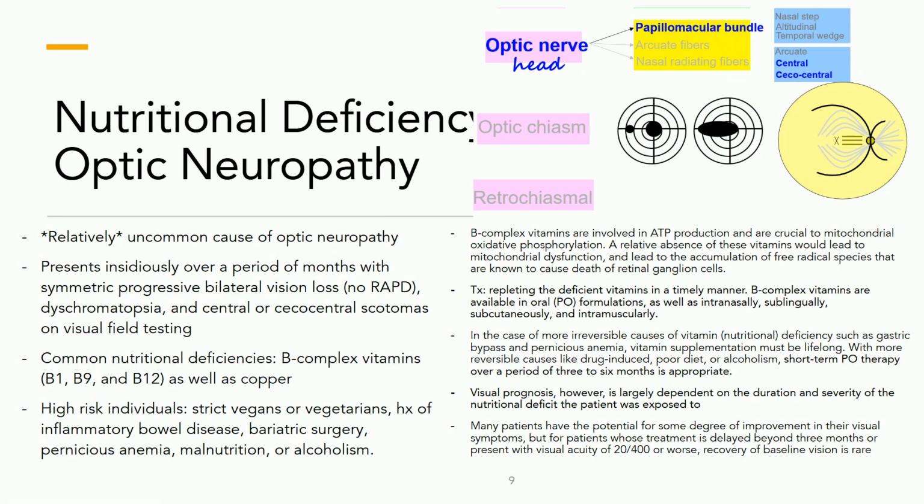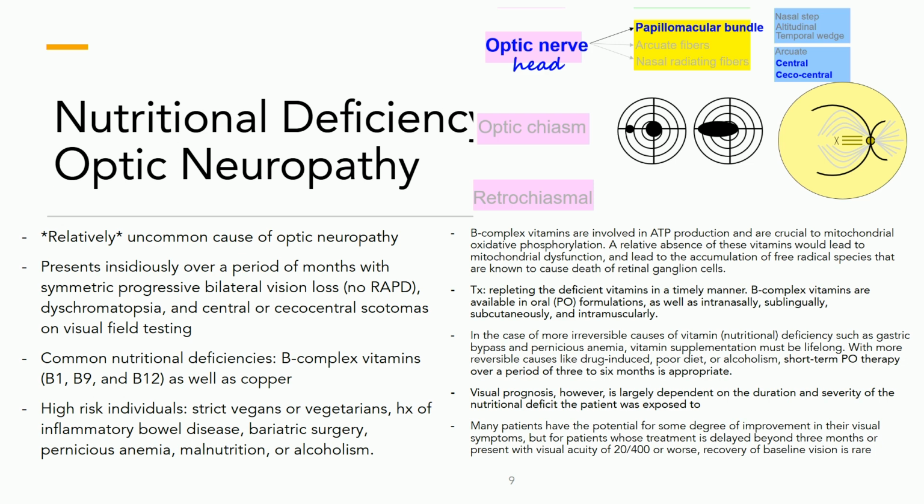So nutritional deficiency optic neuropathy is a relatively uncommon cause of optic neuropathy. It usually presents insidiously over a period of months with symmetric bilateral visual field loss. And this is why patients do not present with an afferent pupillary defect, because you see that there's vision loss in both eyes. They also tend to present with dyschromatopsia, meaning you don't see colors very well, so that's where that red desaturation test comes in.